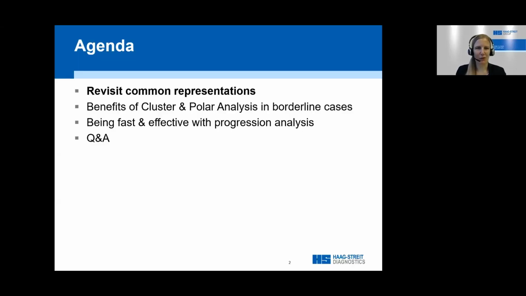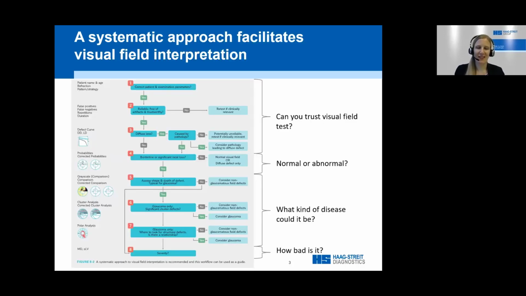What are we going to go through today? First, we revisit common representations. They're well known, but there are still some tricky parts I find that are often missed. Then we look at useful tools, the cluster and polar analysis, that are really helpful in borderline cases. The second half of the talk is going to be dedicated to how you can be fast and effective with using progression analysis. So let's get started right away.